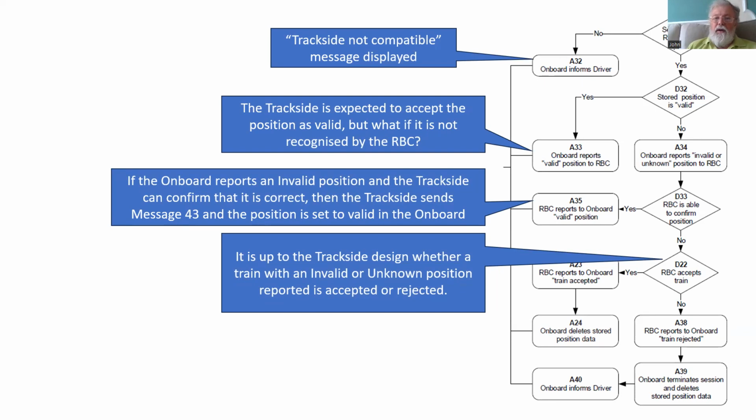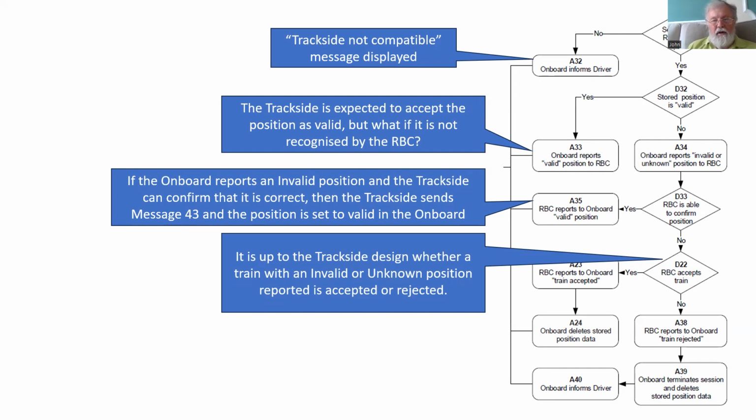If the onboard has a valid position stored within its memory, and that's going to be because it hasn't been into no power and with the potential of being moved, then it will report that valid position to the RBC. And the trackside is expected to accept that position as valid.